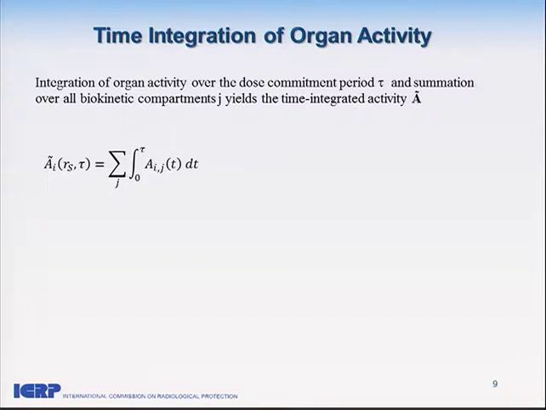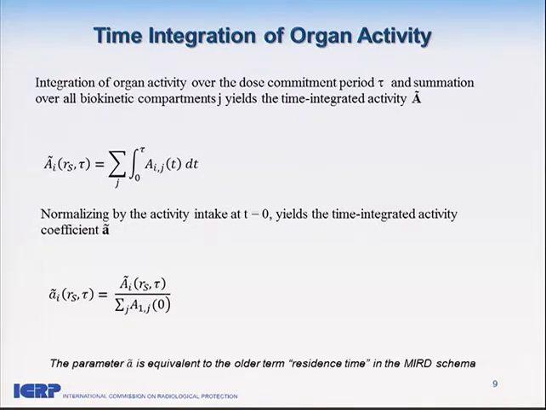So now you have activity as a function of time that's integrated, and that becomes the time-integrated activity, A tilde. If you then divide by the initial activity at time t equals zero, you have a small a tilde, and that's the time-integrated activity coefficient, right? It's a per something, so it becomes a coefficient. In the MIRD schema, that was what used to be called the residence time, right? But now the MIRD committee has adopted the same terminology that the ICRP is using, so we're in harmony between the two areas of internal dosimetry.